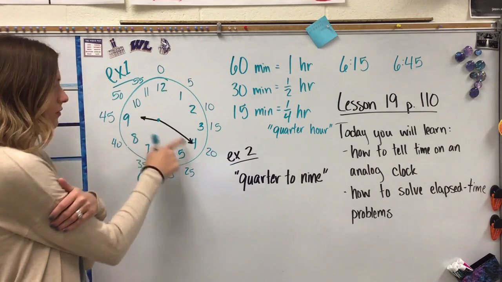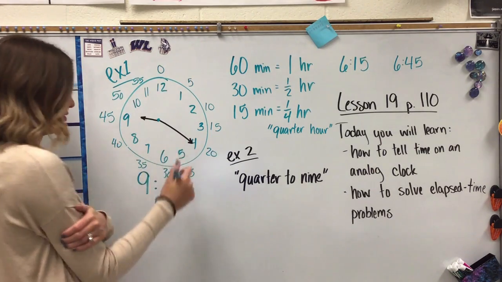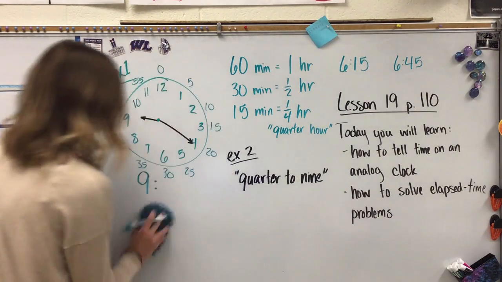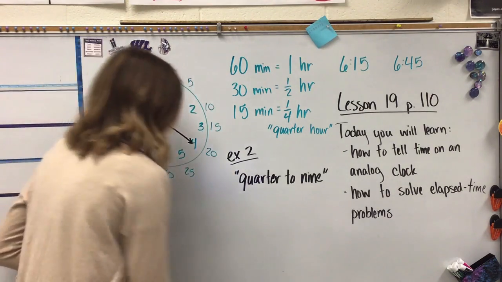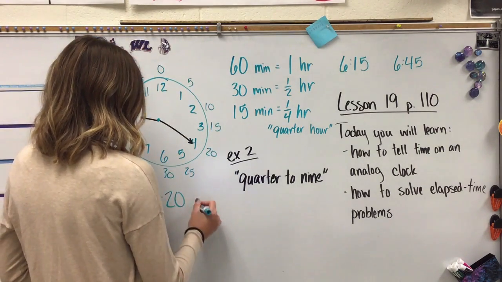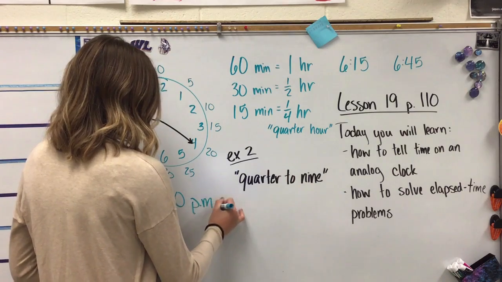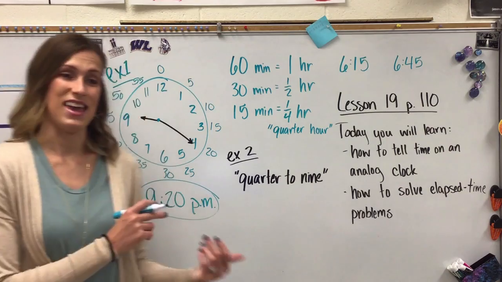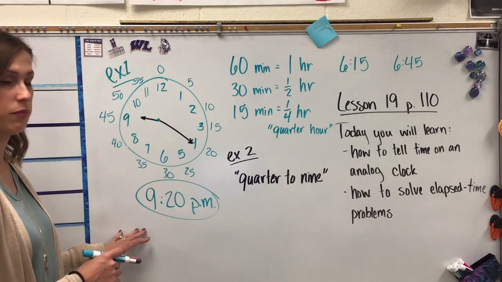All right, so pointing right here, that would be pointing at the 4, which is 20 minutes, so we get 9:20, and it said it was evening. Anything in the evening, we're going to call PM, so 9:20 PM. The evening is PM, the morning is AM, so we get 9:20 PM.